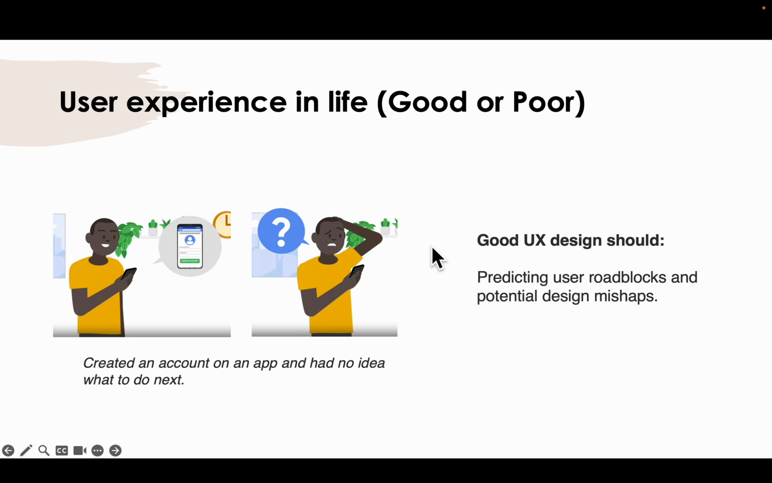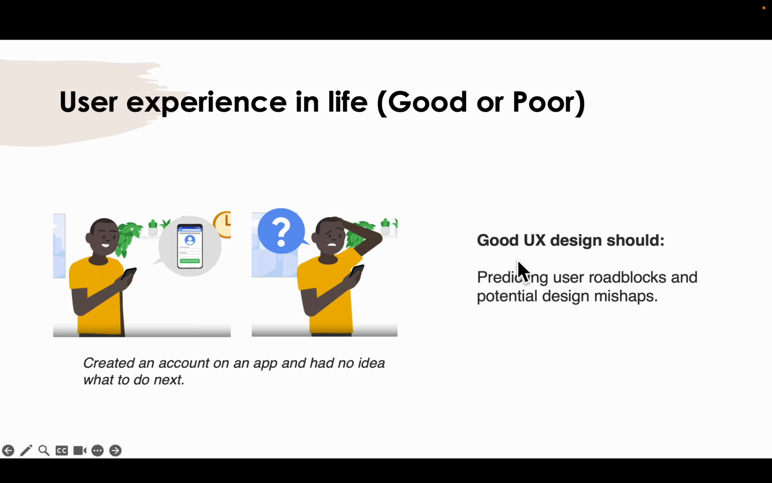Yeah, so here comes our first practice. You are going to think about a poor user experience in your life. For example, whenever you use an app on your phone, you want to create an account on the app, but you had no idea what to do next. There is no button showing you the next step, and you are unable to move forward or go back. So that's a poor user experience.